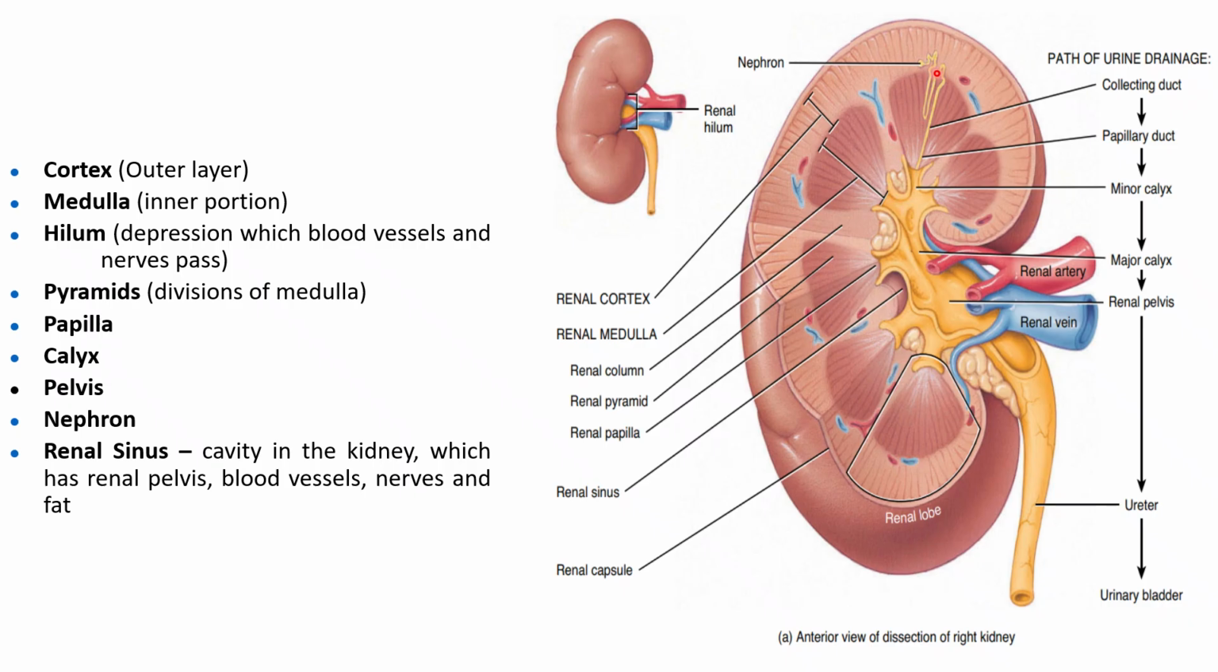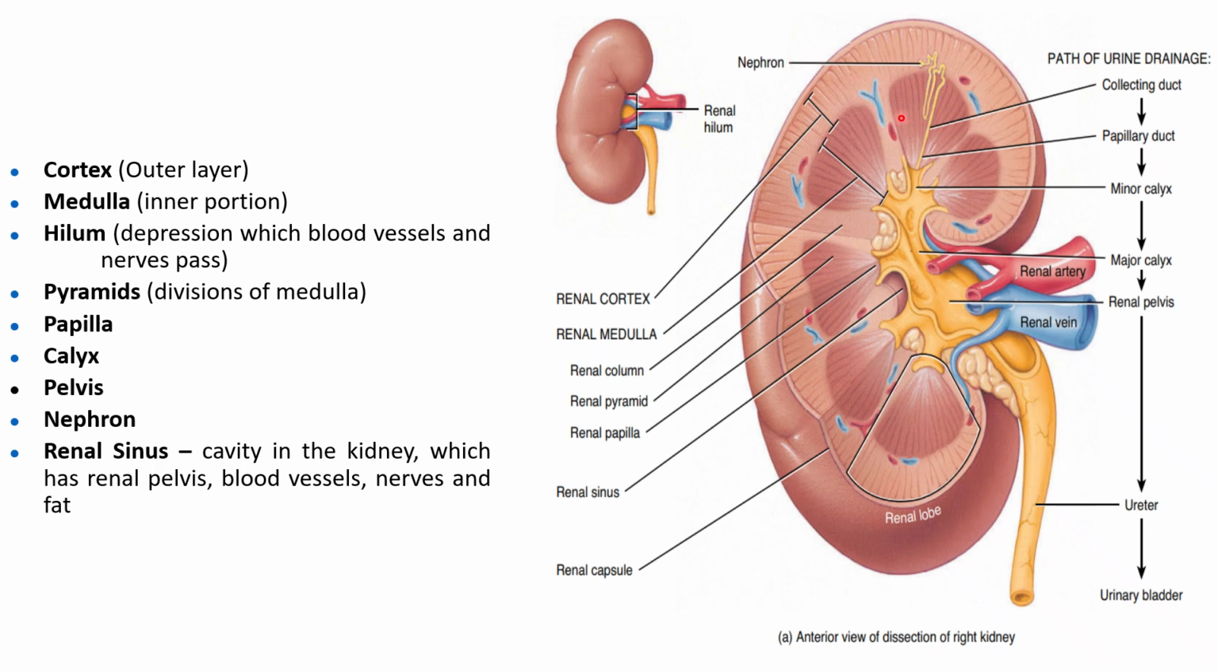Now this is the nephron. The nephron is the functional unit of the kidney, and here you can see the end portion of the nephron is the collecting duct, which extends to the papillary duct, and from there to the minor calyx, then to the major calyx, then to the renal pelvis, then the ureter and urinary bladder. Here you can see the path of urine drainage.